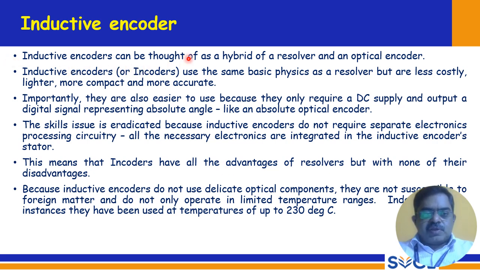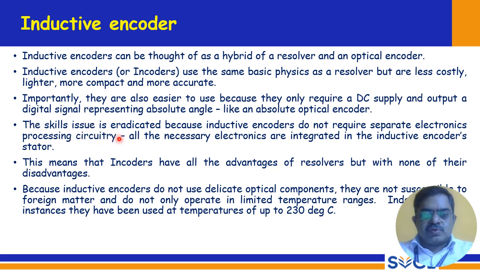Inductive encoders can be thought of as a hybrid of a resolver and an optical encoder. So it is a hybrid of these two technologies. Inductive encoders use the same basic physics as a resolver, but are less costly, lighter, more compact and more accurate. Importantly, they are also easier to use because they only require a DC supply and output a digital signal representing absolute angle, like an absolute optical encoder.